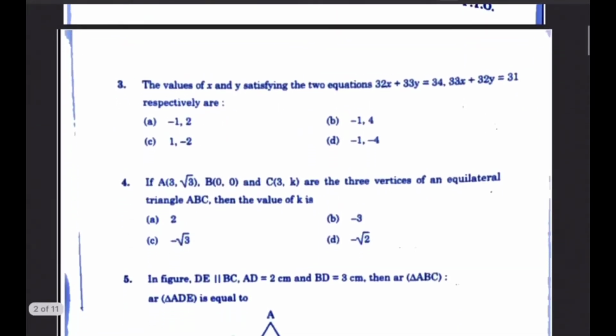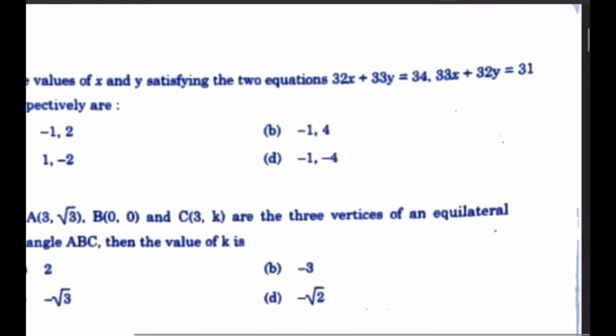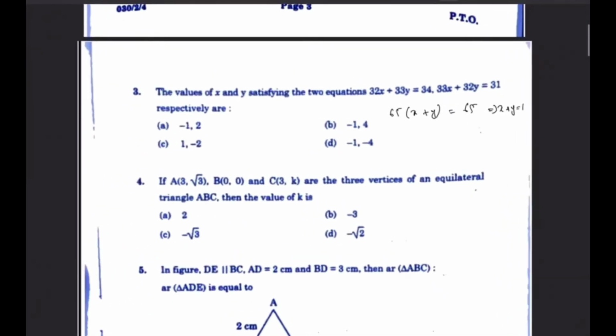Values of x and y satisfying the two equations respectively are okay. So it is minus 1 in 3 places. We cannot use these options. However, we can check for one thing. If we just add the two equations, then we get 32 plus 33 is 65, so 65x plus 65y equals 65, implying that x plus y is 1. So x plus y equal to 1 in how many options? In just one option. So 3 is A.